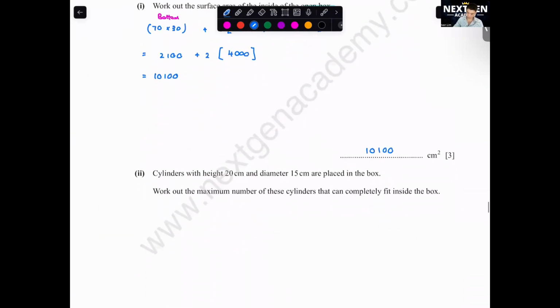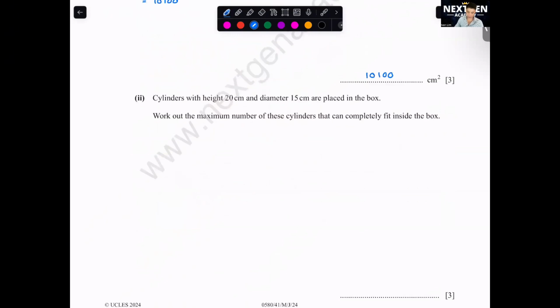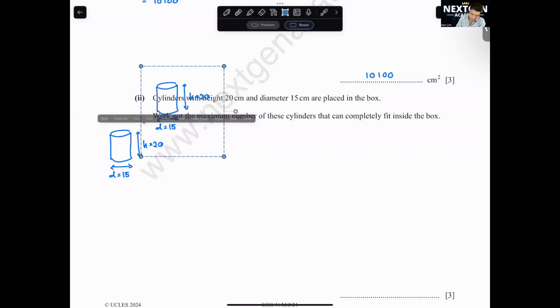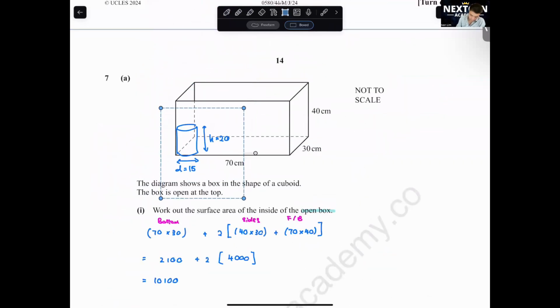Okay, question 2. Cylinders with height 20 cm and diameter 15 cm are placed in the box. Work out the maximum number of these cylinders that can completely fit inside the box. Okay, how are we going to place this cylinder? Okay, cylinder looks like this. We've got height 20, diameter 15.